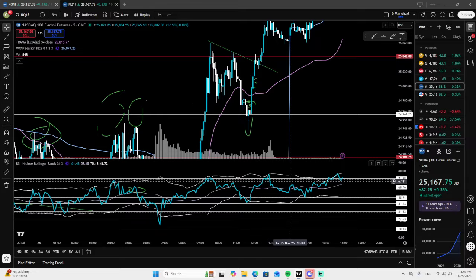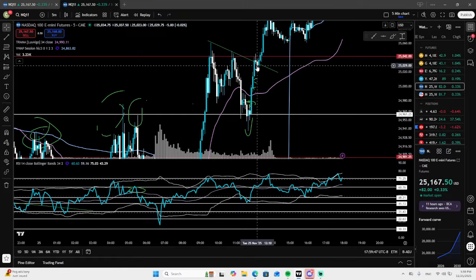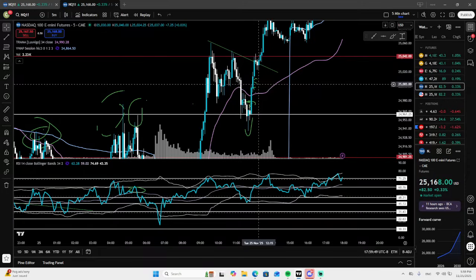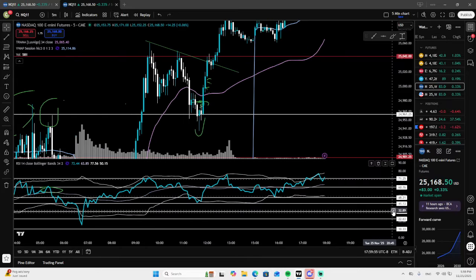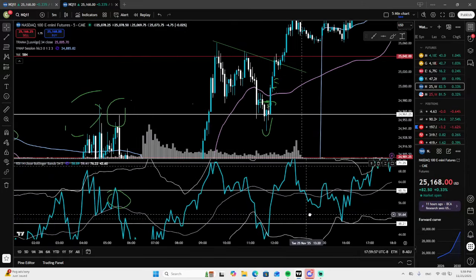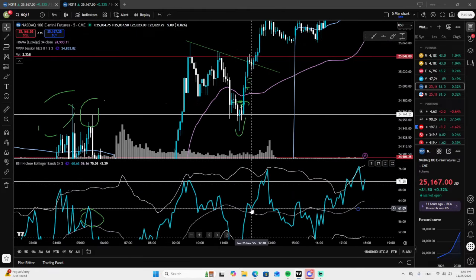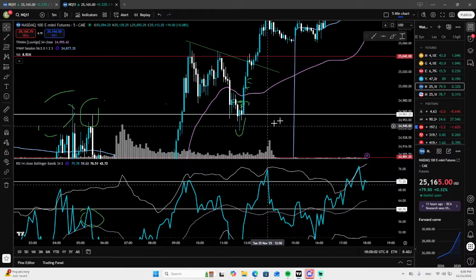But we were already breaking median, right? Say we would have rejected before median and then rejected right before that trend line, then I would probably look for a short. But we didn't. We were breaking median. We had already broken median. Now we're just waiting for volume to pick up. You can see we start consolidating right at median, and then we hold that RSI level and then boom, rip.